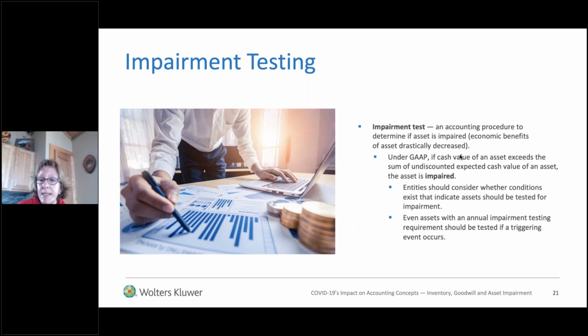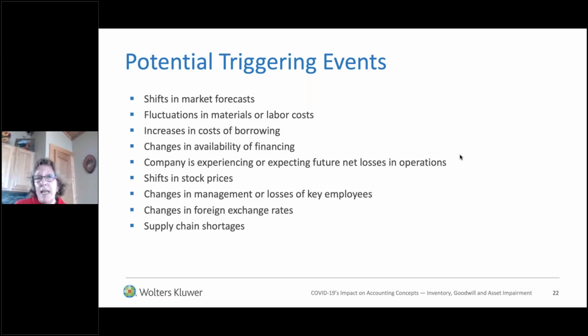So even for assets with just an annual impairment testing requirement, they may have had a triggering event that occurred. These are some of the triggering events that they indicate that tell you you should reevaluate that asset for potential impairment. Shifts in market forecasts, all right? We have a lot of shifts in what we think will happen in the future because of what's happened with COVID. And that could impact many of the assets that you have recorded on your books.